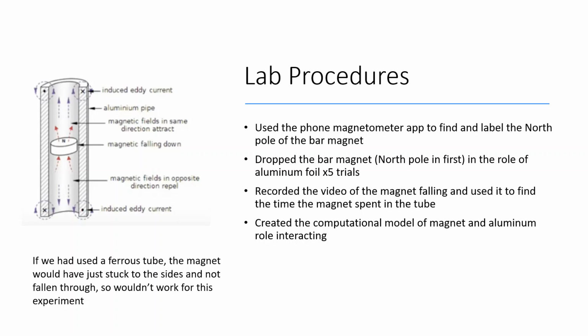Now, if we'd used a ferrous tube, this magnet would have just stuck to the sides of the tube and it wouldn't have fallen through, so this wouldn't work for the experiment we're trying to do.